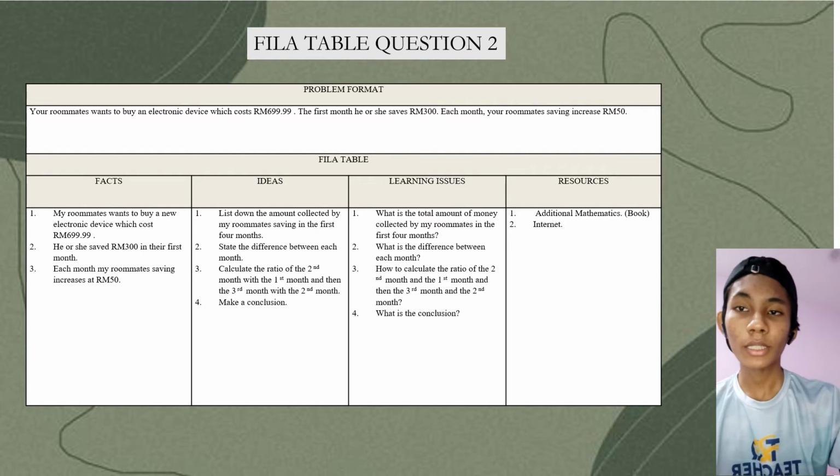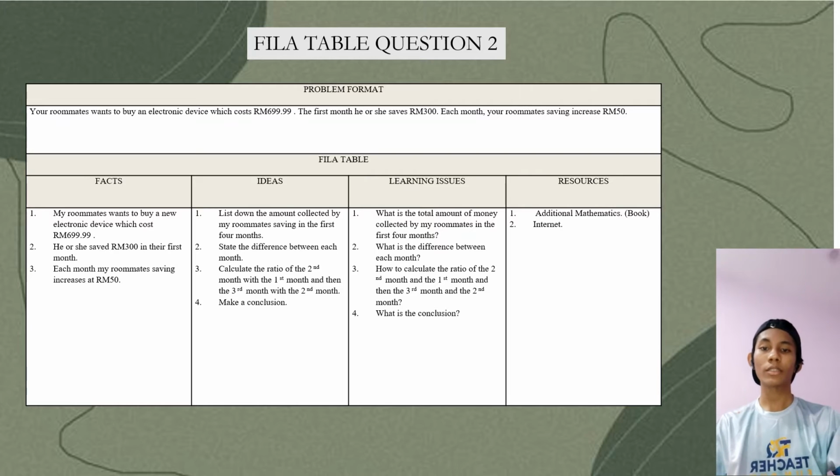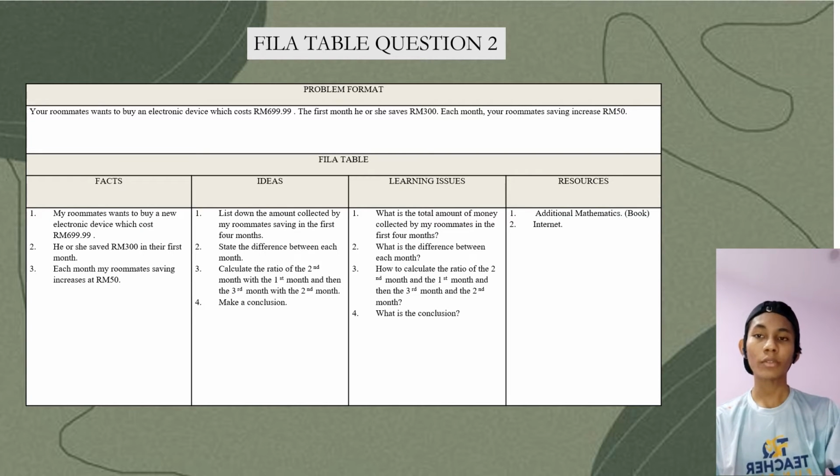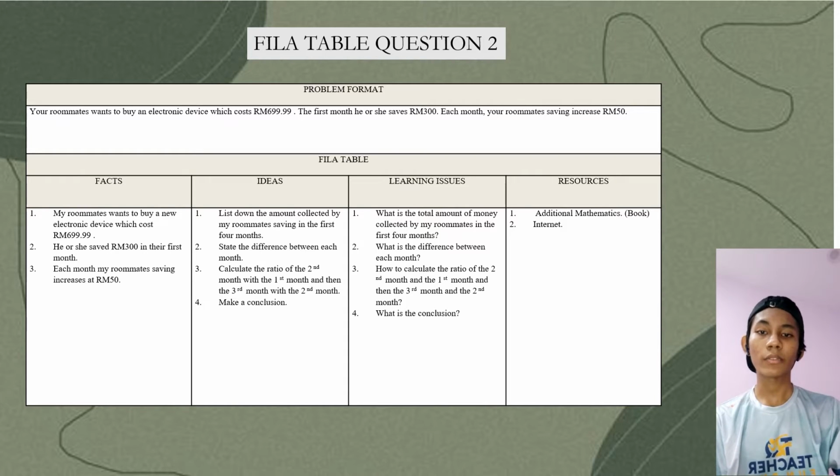The facts for this question are: my roommate wants to buy a new electronic device which costs 699 ringgit 99 cents. He or she saved 300 ringgit in the first month. Each month, my roommate's saving increases by 50 ringgit.